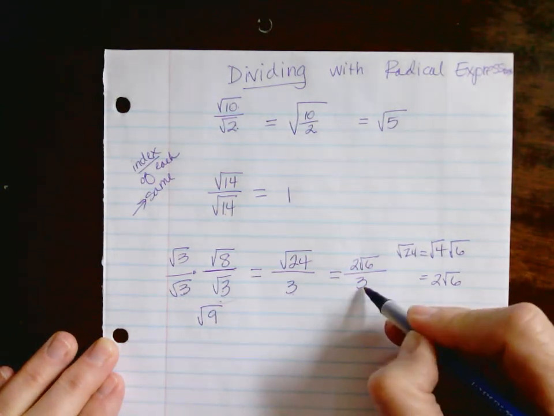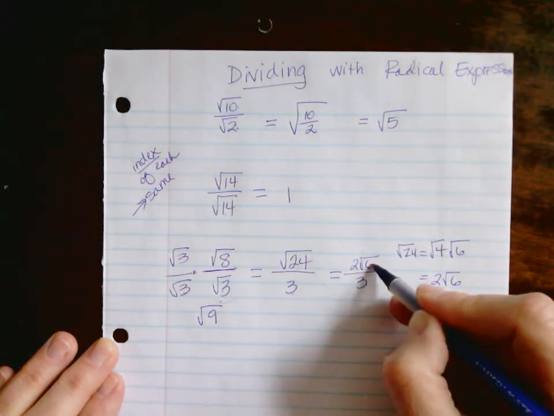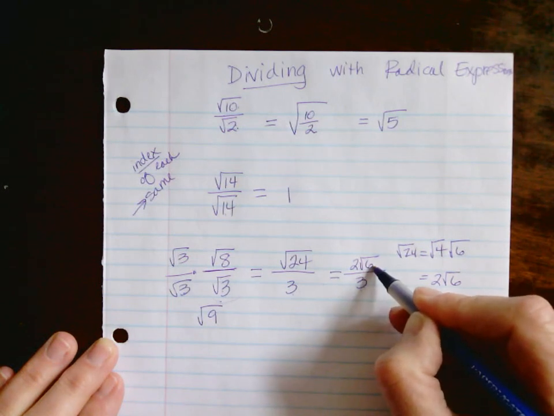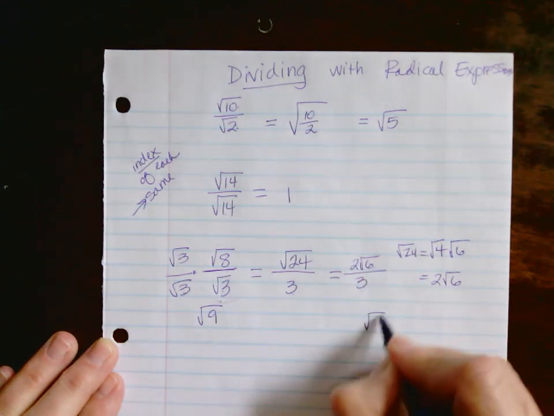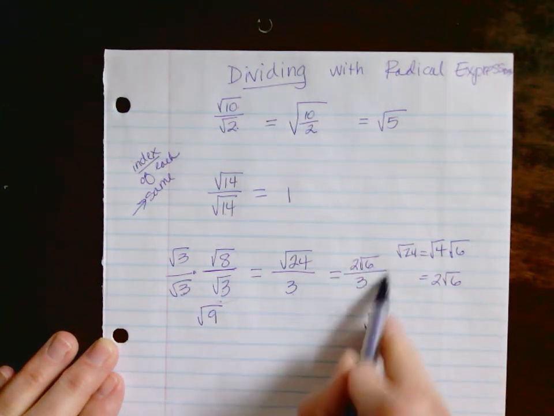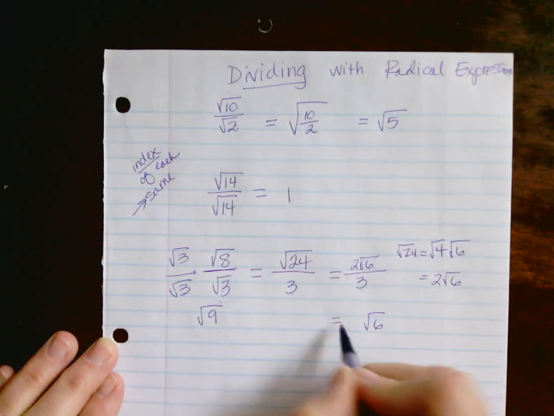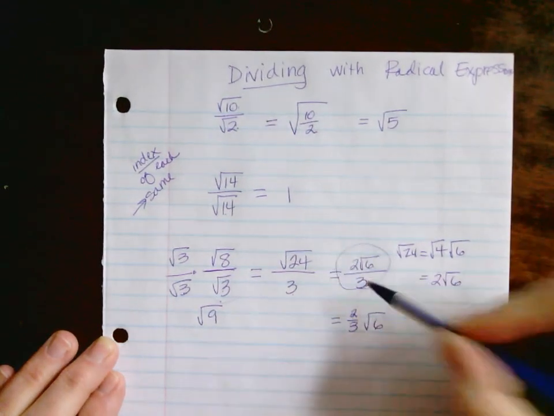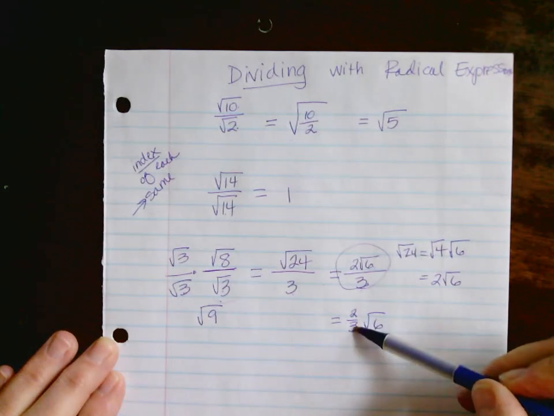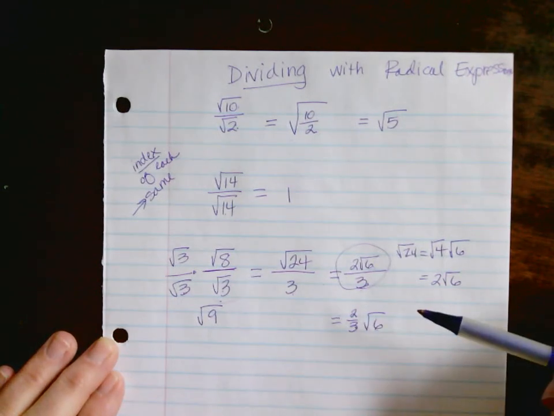Do not be tempted to divide the 6 and 3, because this number up here does not have a value of 6. It has a value of radical 6. And another way to write this term would be to say this number is 2/3 of radical 6.